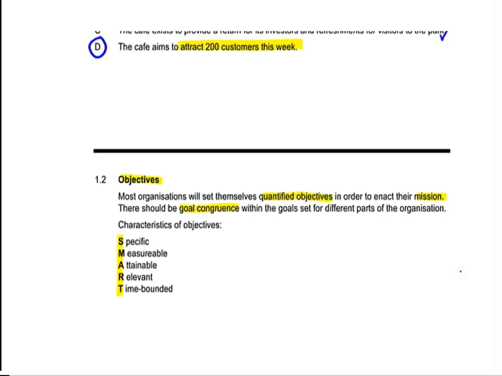And you can see that it fits the characteristics. It's measurable because you'll be able to see whether or not 200 customers have been attracted. It's very specific because we're saying that we want to get customers into the cafe. It should be attainable. It's relevant for an organisation, for a cafe, and it's time bound because we will be able to see whether or not it's been achieved by the end of the week.